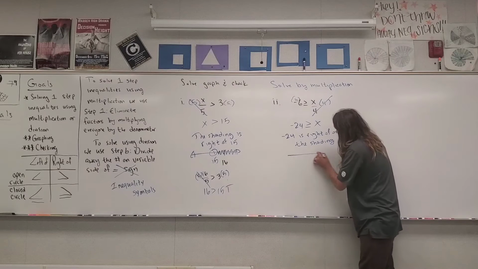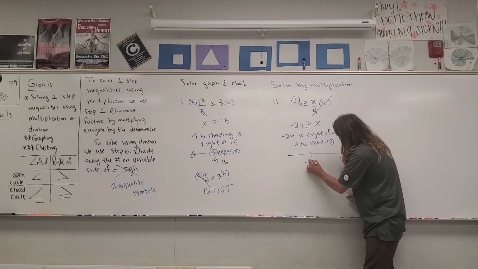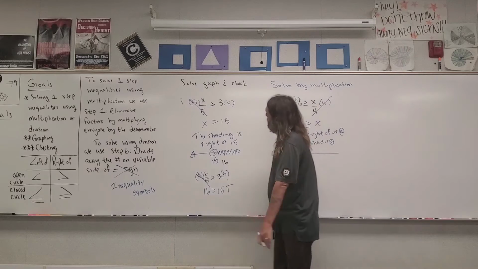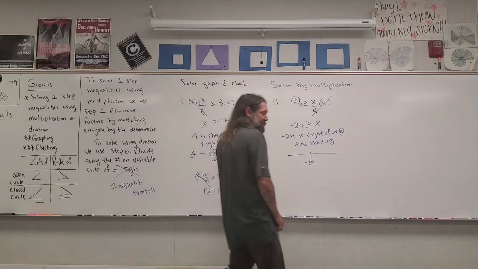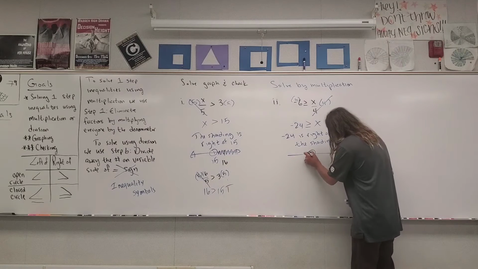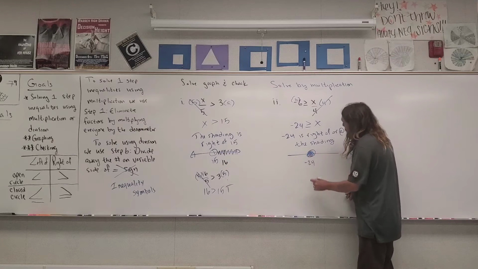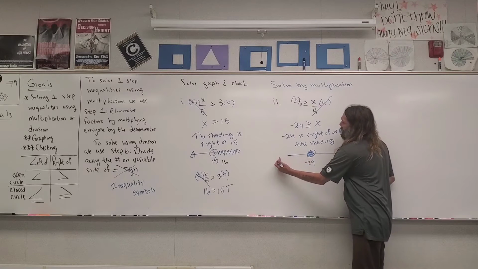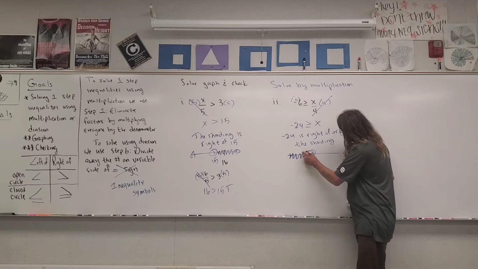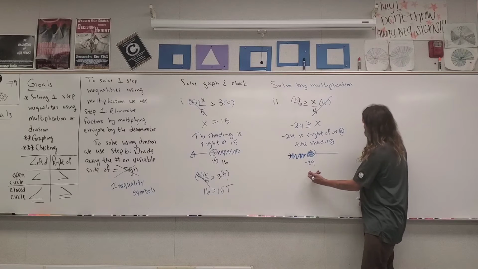Okay, so let's see here. I'm going to put a negative 24. Since I have that symbol, that means that my circle is closed or shaded in. So I'm going to make sure that's very clear that it's shaded in. And this is on the right of the shading. So if I shade this way, negative 24 is on the right side of that.